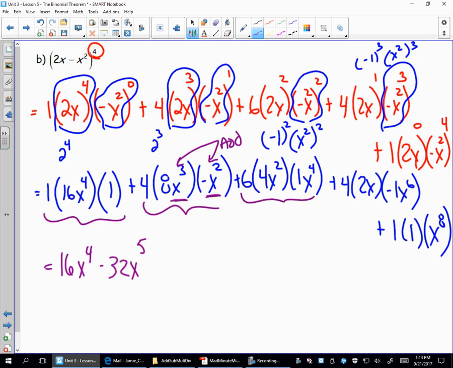Okay, the next set, 24x, add my exponents, and I'll get 6. The next one, it's a minus sign because I have a negative in there to multiply with. 8x^7, and the last one, 1x^8.